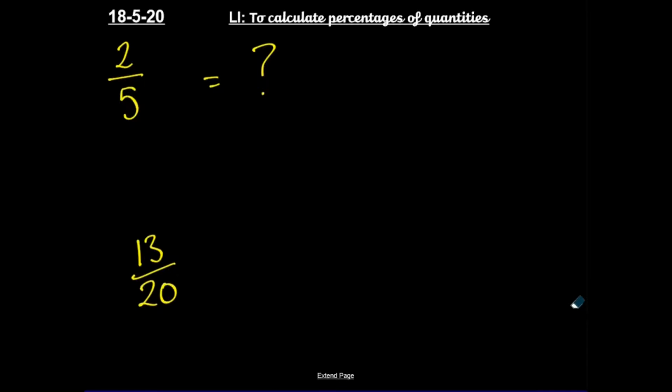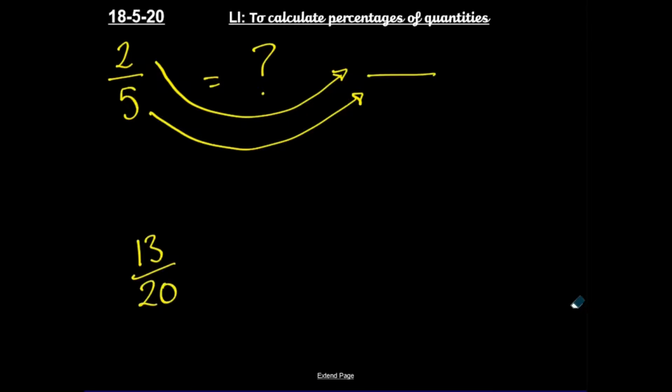Now then, 2/5. Let's just have a look at this one here. This is a fraction, 2/5. How would I write that as a percentage? Because it's not over 100. Well, I would have to do something different. I would have to make it over 100. So 5 times what makes 100? That's 5 times 20. So I would have to times this one by 20. 2 times 20 is 40. So the equivalent fraction of 2/5 is 40 over 100, which means that it is 40%.